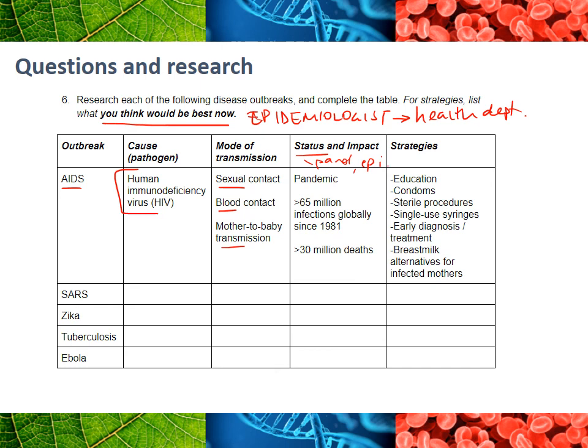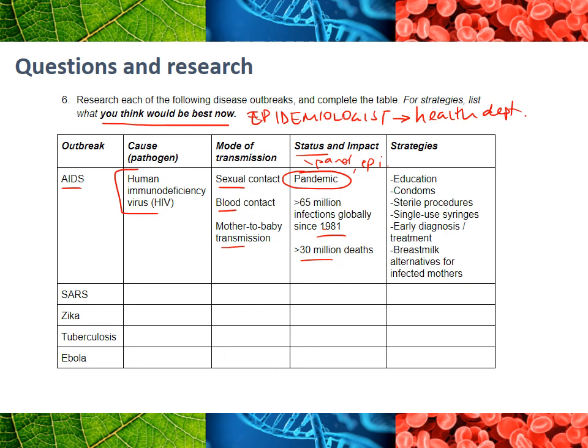So AIDS is certainly classified as a pandemic. It's spread all around the world and has infected a huge amount of people. Over 65 million people have been infected since it was first identified in the early 80s, and over 30 million people have died.